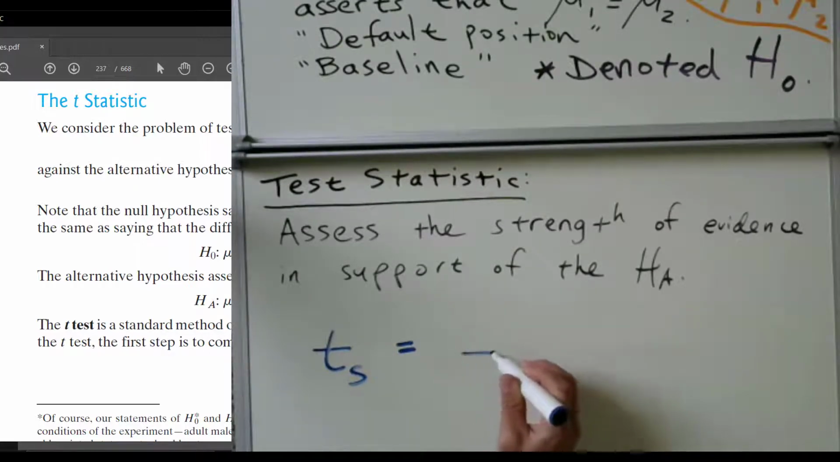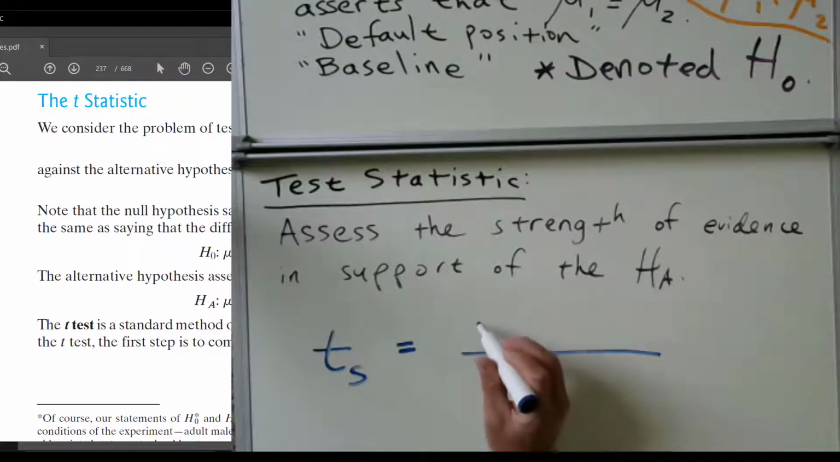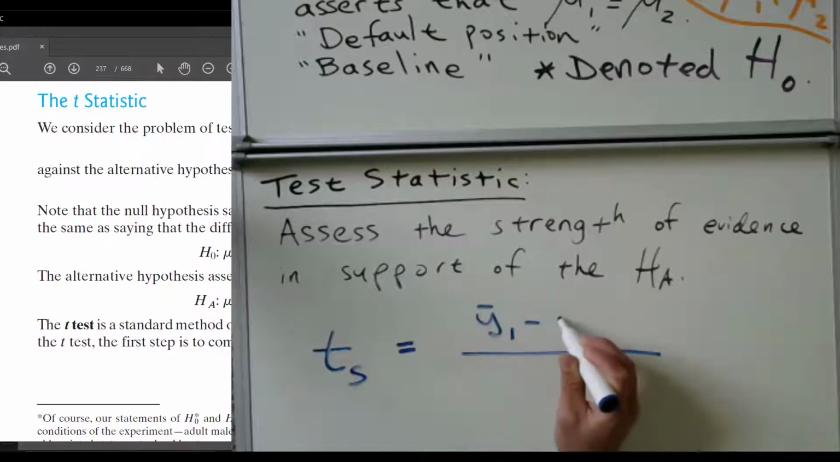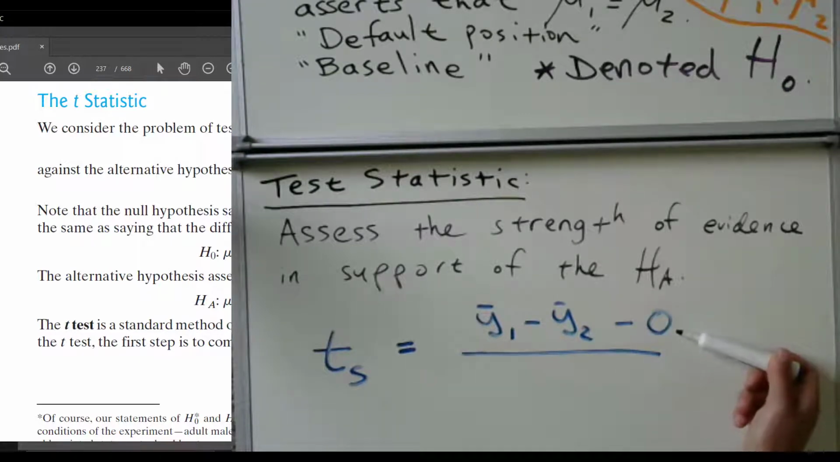You might remember a Z-score. This is essentially like a Z-score, but it follows a T distribution. We are going to compare two sample means, how different they are from one another. Technically, there's a minus 0 here because that's the hypothesized difference. If you reflect back, the null hypothesis states no difference, which is represented by a 0.